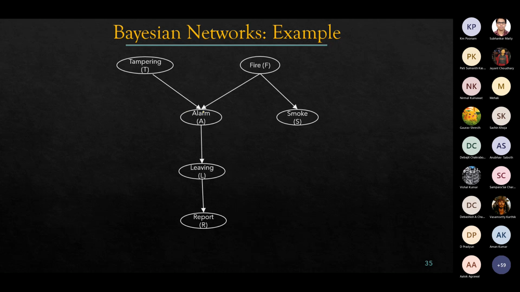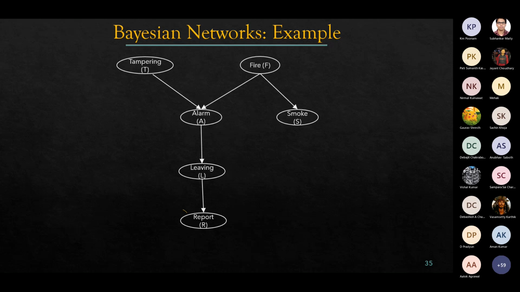So we can say that whether the alarm will go off or not depends on tampering or on fire, right? Either tampering can affect the alarm or fire can affect the alarm. Fire can cause smoke, and if there is an alarm, many people might be leaving the building. So alarm causes people to leave, and if many people are leaving, then the reporter can report the event, right? You see the dependencies are very simple.